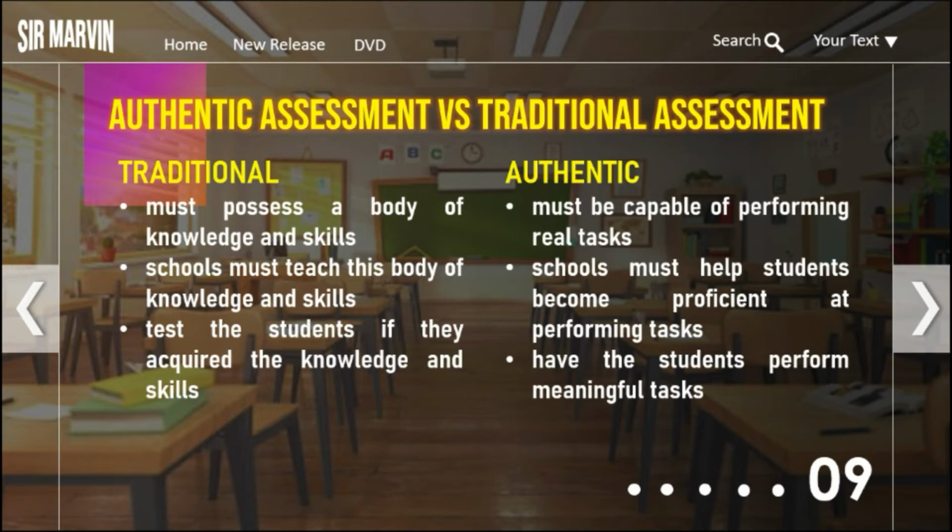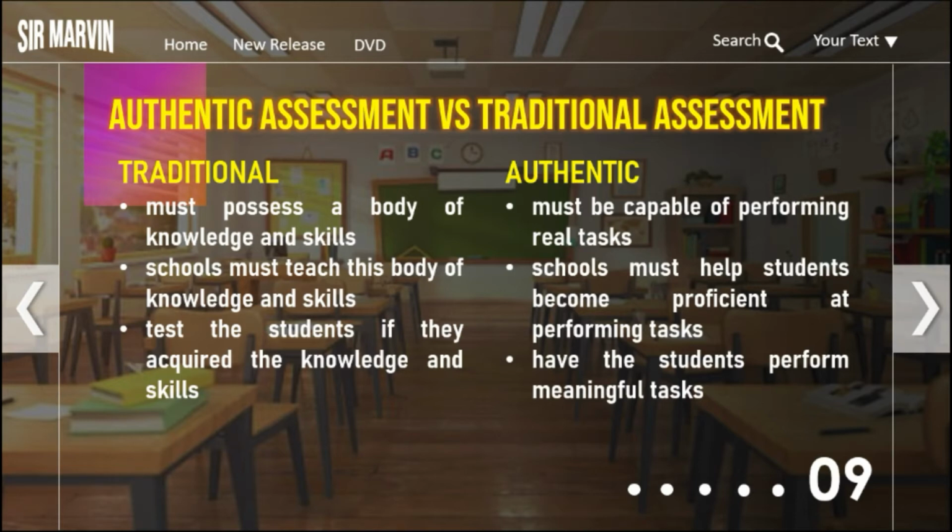And then sa authentic naman, schools must help students become proficient at performing tasks. So ang goal na lang dito ni teacher ay maging facilitator at i-guide si student. Okay, so si student ang bahala sa paggawa ng isang task. Okay, so ang role lang ni teacher ay gabayan si student. So dito naman sa authentic, magiging student-centered na siya.